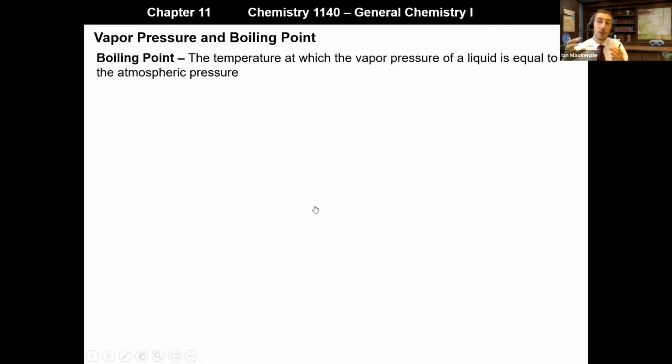When we've heated it enough to get to the point where the vapor pressure, the amount above the liquid in the gas phase, has a pressure that's equal to the external atmospheric pressure, that's when we have our boiling point. And the normal boiling point, we can set for all liquids. That is the boiling point at 1 atmosphere, or 760 torr.